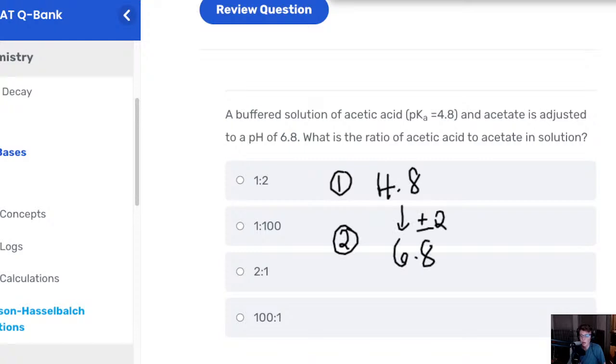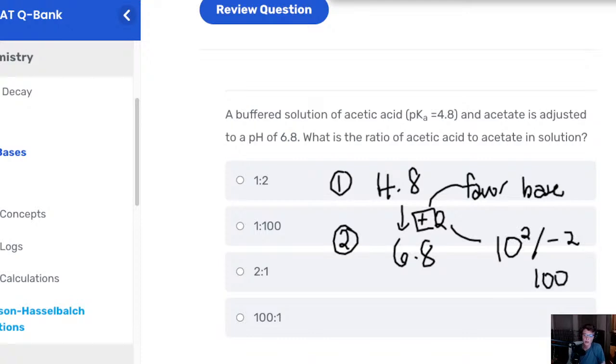Since it's plus, we're going up, it's more basic, so we're going to favor base. And it's by 2, which means that this will be a 10 to the 2 difference, or that's 100 difference. And then it's just a matter of ordering these two. Just like before, because we are dealing with a log, we're not going to be looking at like 2s. These have to be multiples of 10s. And now we need to decide, is it 1 to 100 or 100 to 1?